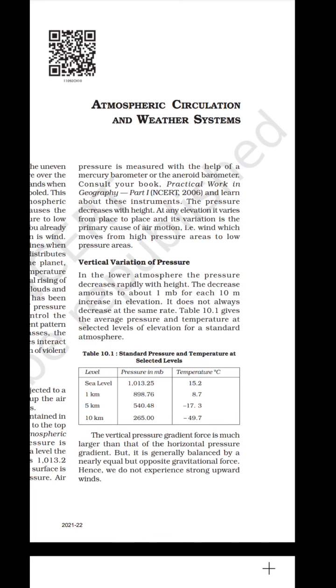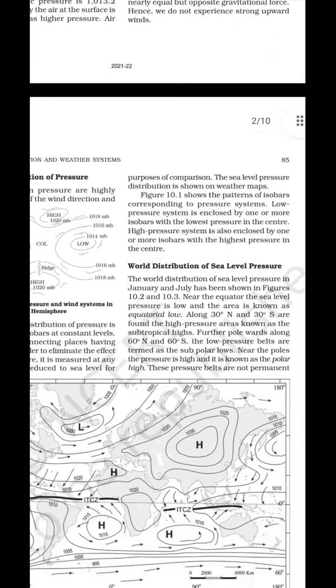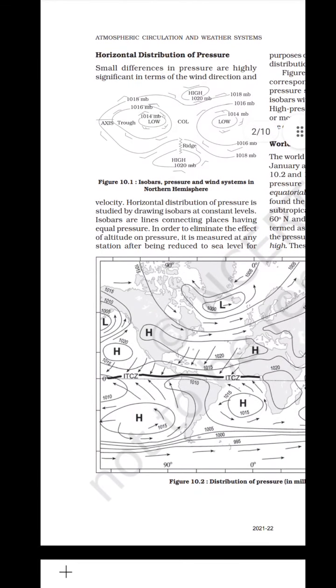The vertical pressure gradient force is much larger than that of the horizontal pressure gradient, but it is generally balanced by a nearly equal but opposite gravitational force. Hence, we do not experience strong upward winds. Take a look at figure 10.1, isobars, pressure and wind system in northern hemisphere.